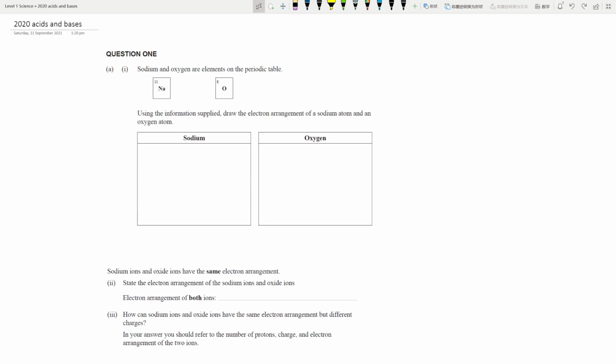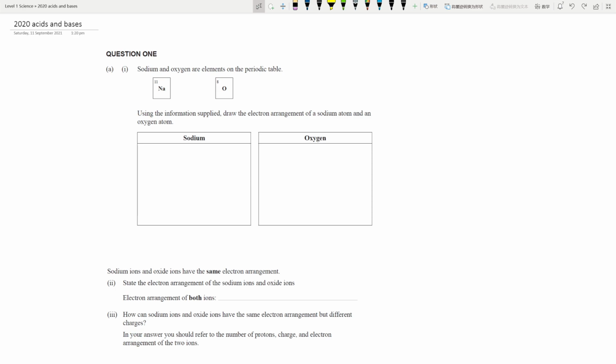So, question 1 of the Acids and Bases paper. The level 1 science papers are pretty much the same every single year. I strongly recommend you grind through at least 3 to 4 past exam papers before you sit the real thing. As a marker myself, sometimes we just keep the old marking schedule because the questions are so similar. All right, so let's look at number 1.